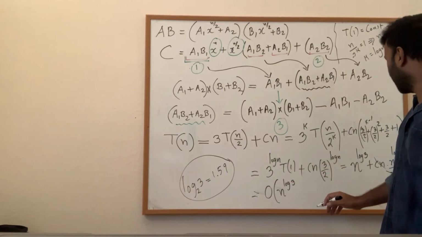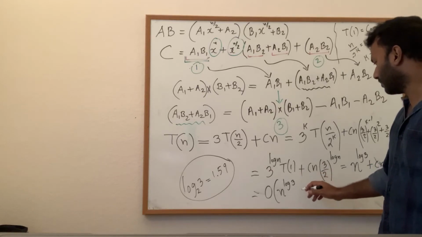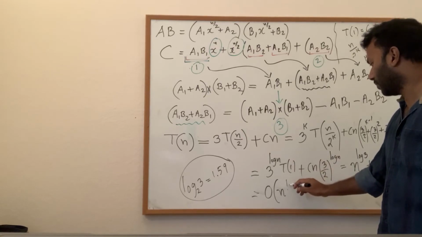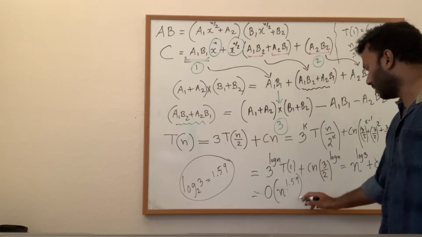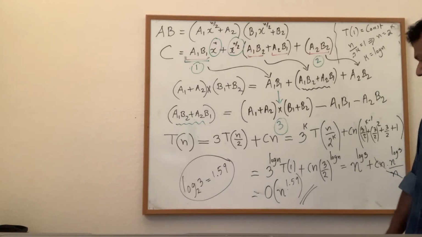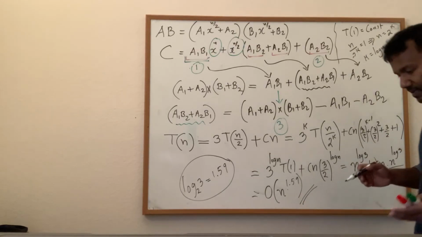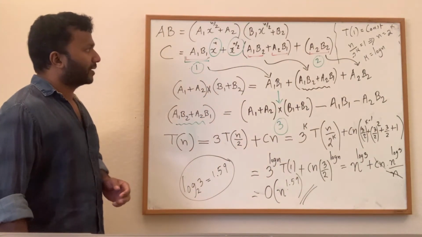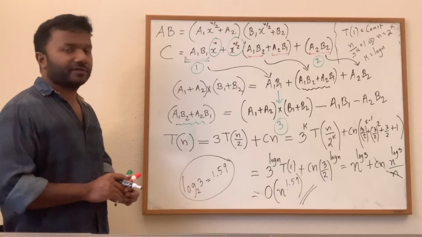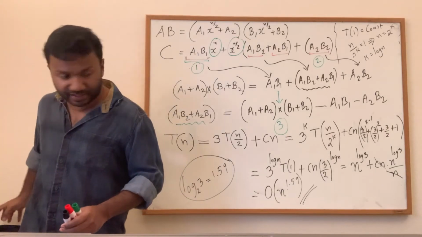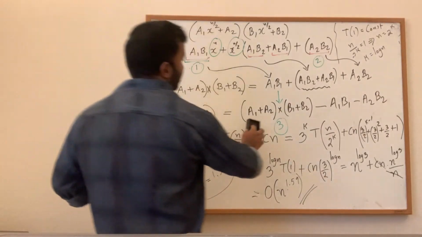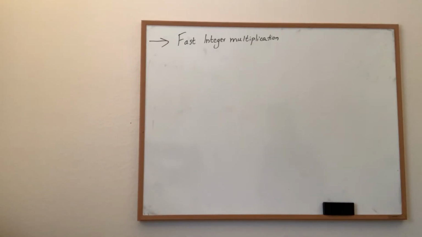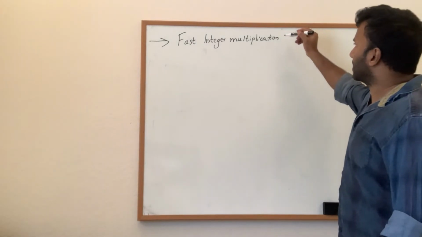So the whole thing can be written as n to the 1.59. Okay, so this is clearly better than n square. And this is called fast integer multiplication. And this algorithm even has a name.